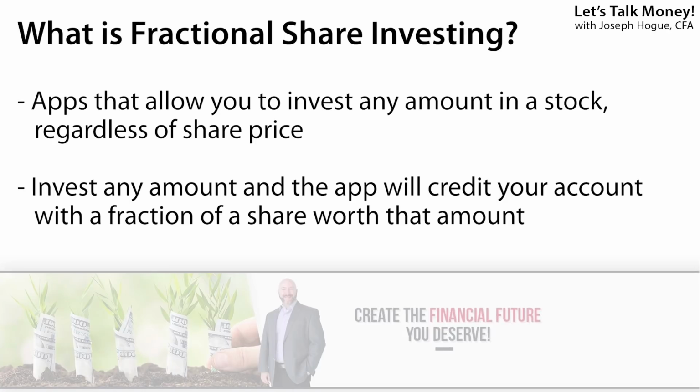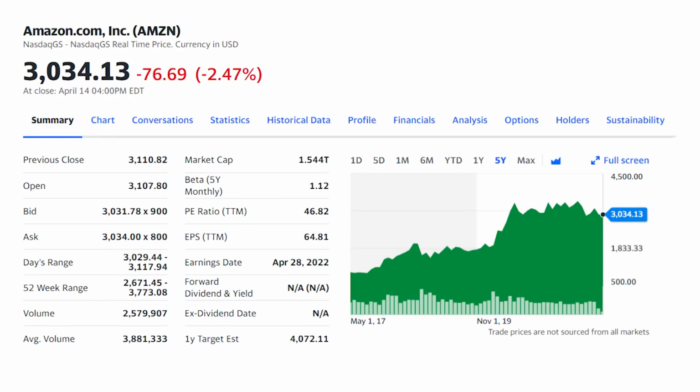Another important idea here is using an investing app that allows fractional share investing. Now, this means you can invest in any stock with any amount of money regardless of the stock price. If you want to buy $100 in shares of Amazon, even with the share price at over $3,000 each, you can still do that. You would invest $100 and the platform is going to give you $100 worth of shares, or about 1/3% of a share.